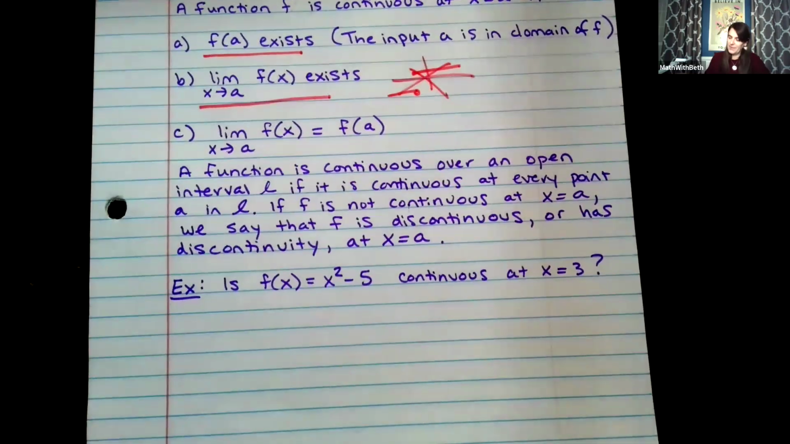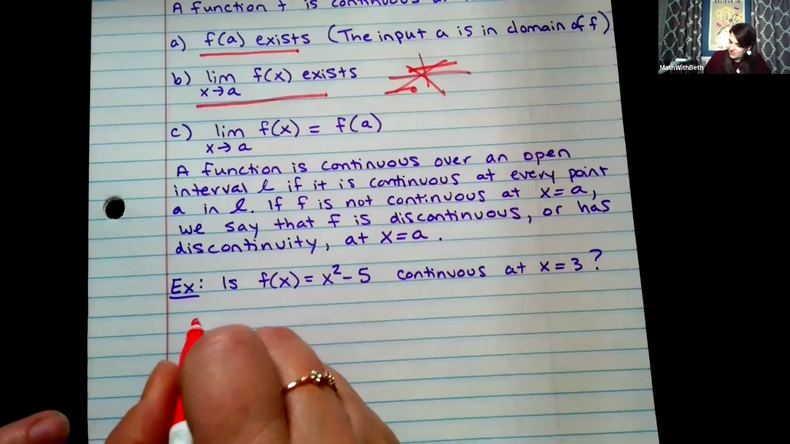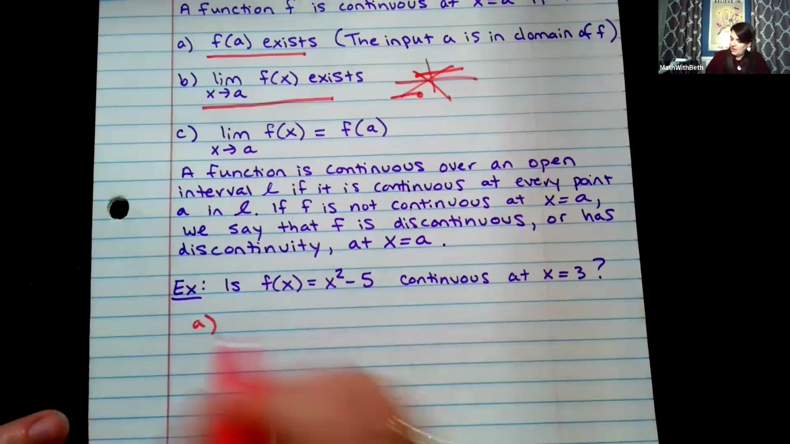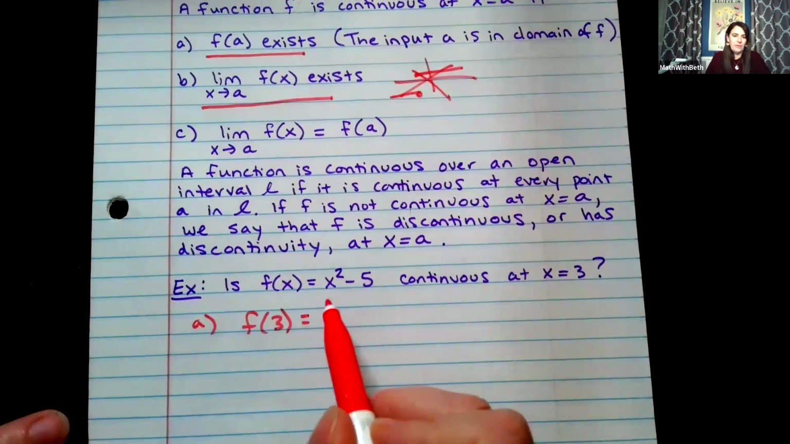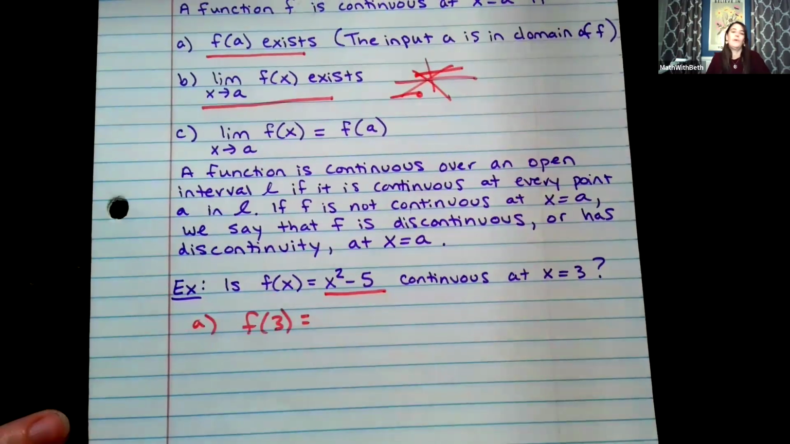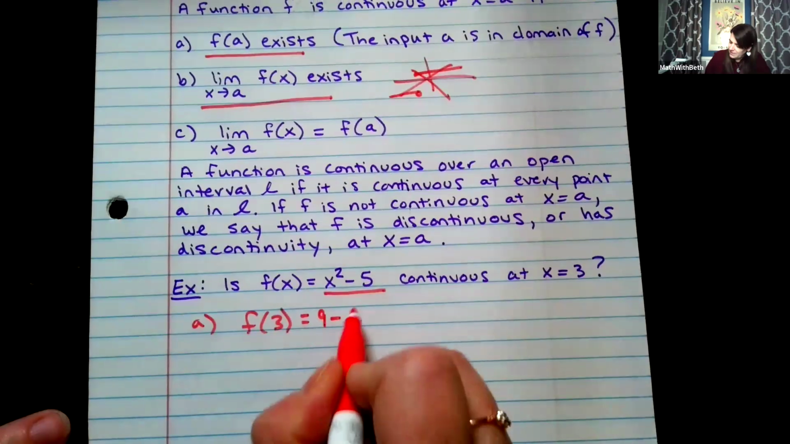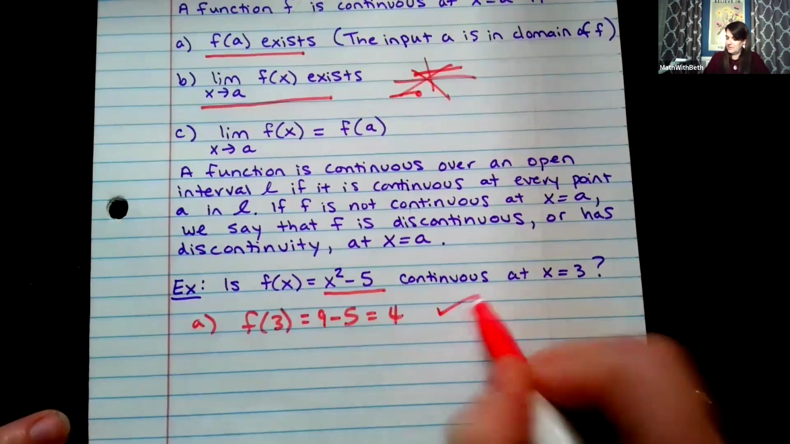Okay, so let's try one. Is this continuous at x equals 3? Well, let's just go A, B, C. First, does f of x exist, which in this case is f of 3? Yes, f of 3 does exist, because hopefully most of you know that this is a parabola that is definitely continuous everywhere. And at 3, it would just be 9 minus 5, which is 4. So f of 3 equals 4, which means it does exist. Check.